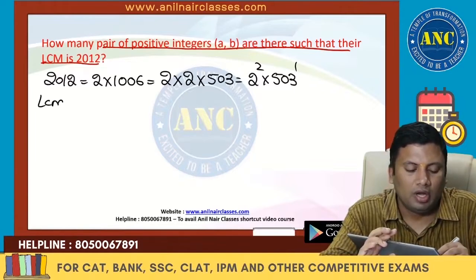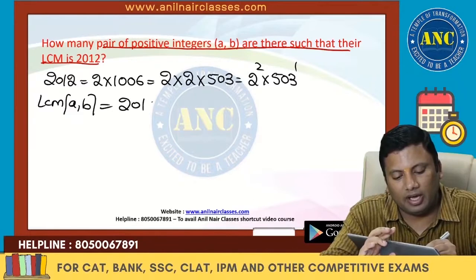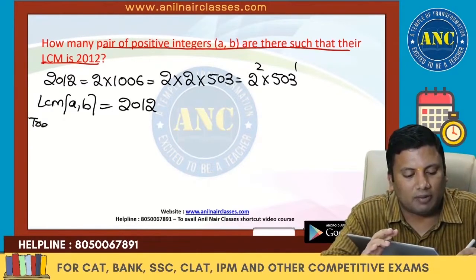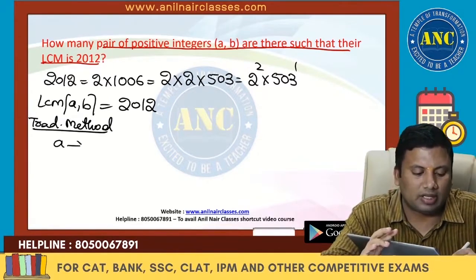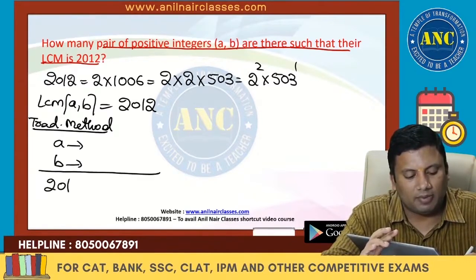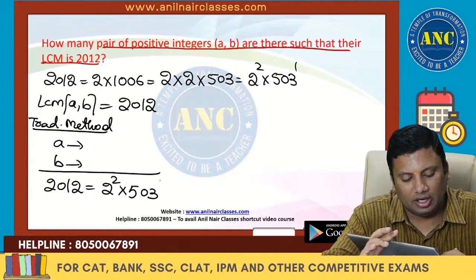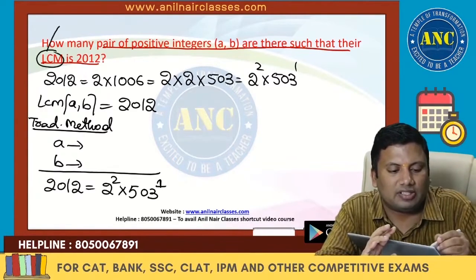I will tell you the traditional method, then I will tell you an optimal method. LCM of A comma B is 2012. One is the traditional method. In the traditional method, A we don't know, B we don't know, but the LCM of A comma B is 2012, which is 2 square into 503. What is the definition of LCM?